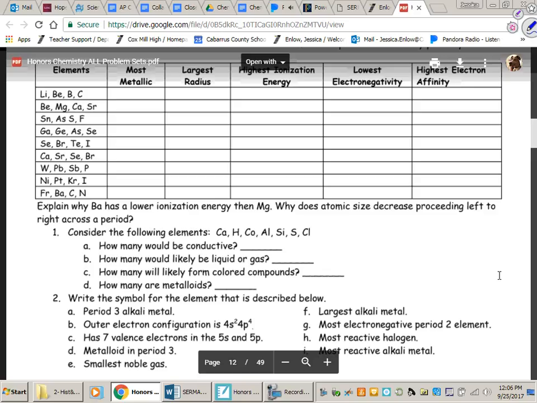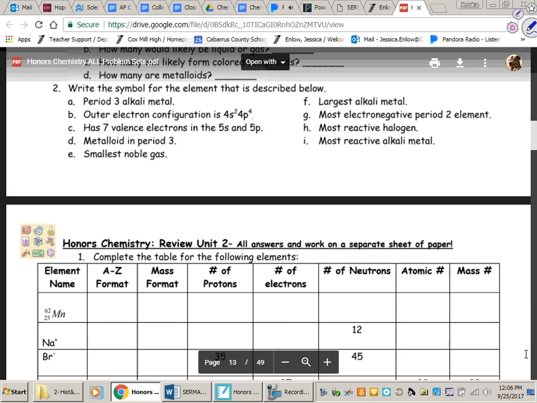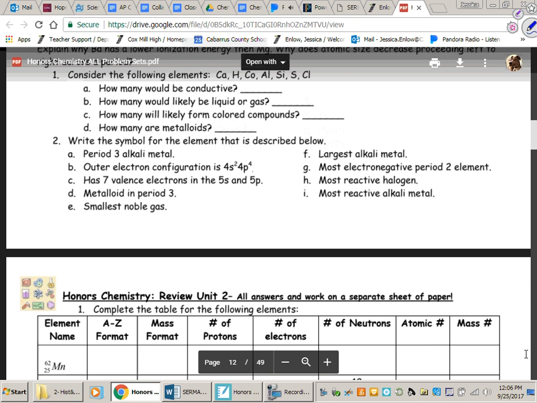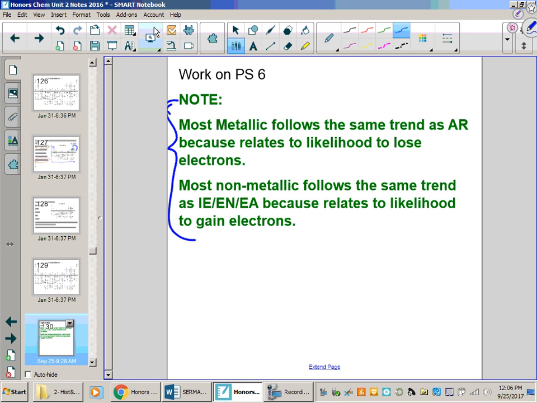Somebody else asked me this. How would you guys determine who's conductive? Anybody that's a metal, right? So you should know where your staircase of metalloids fall. And then I think, since you know your group categories, I think these will be easy enough to find. Okay? So this will be our last main activity for the day.